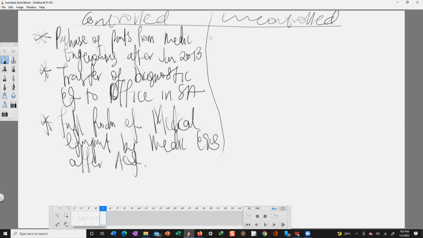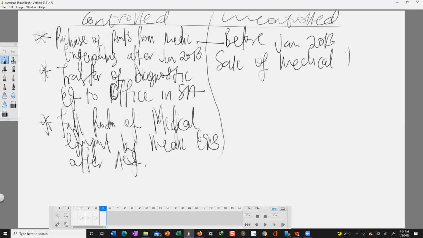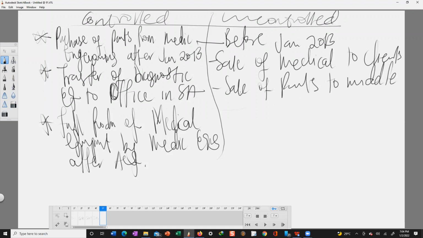Now, the uncontrolled ones are those between them. So any of these transactions before January 2013 will become uncontrolled. Now, sale of medical equipment to other third-party clients is uncontrolled in nature. Now, the sale of the products by the office to the Middle East and Africa, they are all uncontrolled transactions. Now, when they buy parts from third parties, they are all uncontrolled transactions.